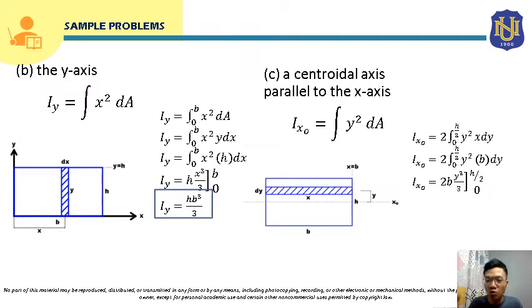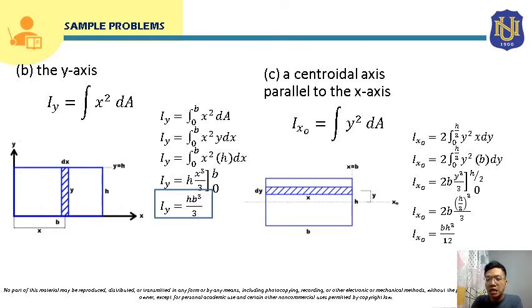So integrating y squared dy, that will just be y cubed over 3. Our limit will be from 0 to h over 2, so we will evaluate this from 0 to h over 2. Substituting the upper limit first to the variable y, and then we subtract the lower limit, which is 0, so that will just become 0, so we will not include that anymore. In this case, this will become 2b times (h over 2) cubed over 3. Simplifying this, this is actually bh cubed over 12.